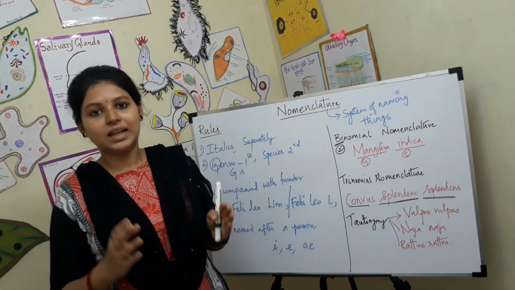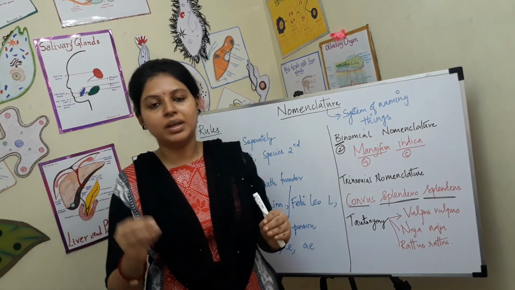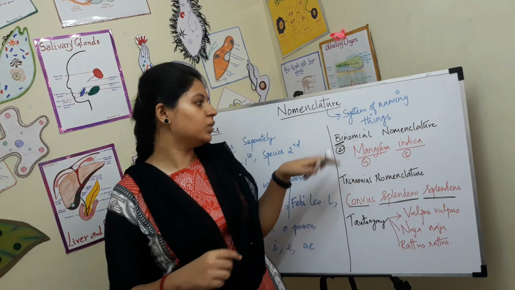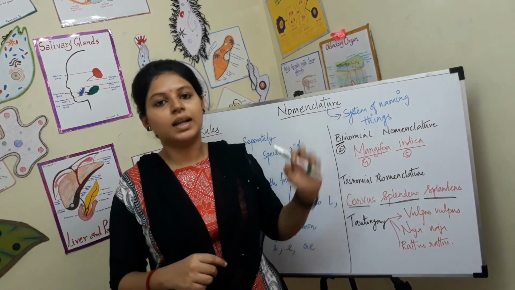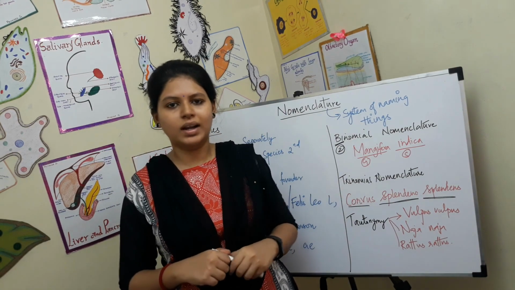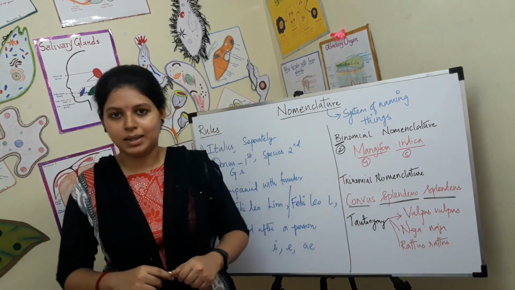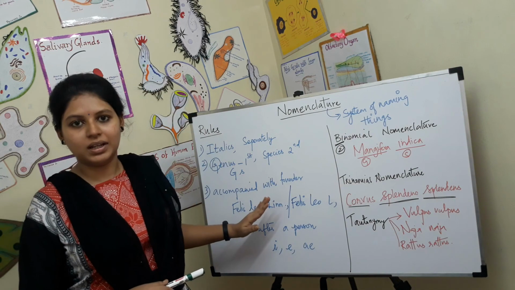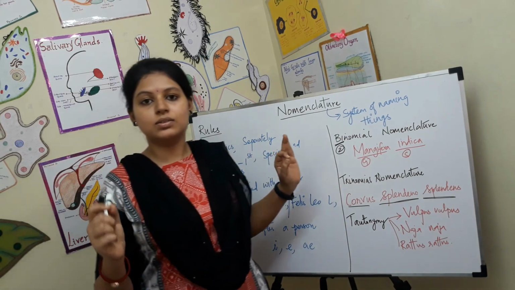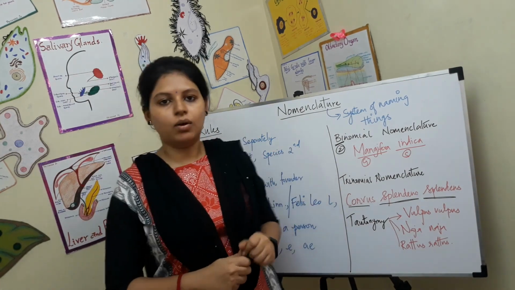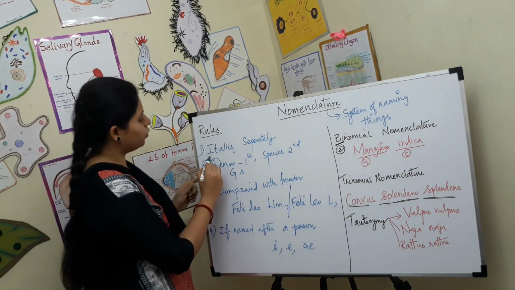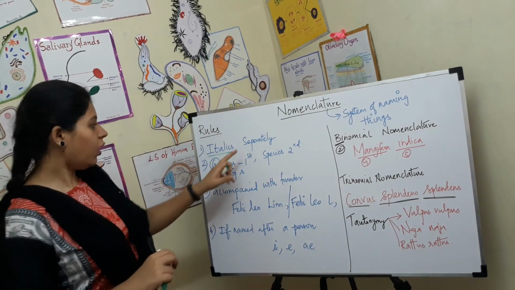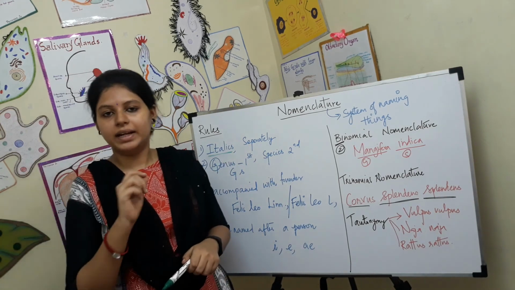So nomenclature is the system of naming animals and plants as well as microorganisms. Today we will talk about nomenclature of animals, as well as a few plant examples. First we will see the rules of nomenclature. What are the various rules to name an organism? The first rule is that it has to be in italics, or it has to be written separately and underlined.